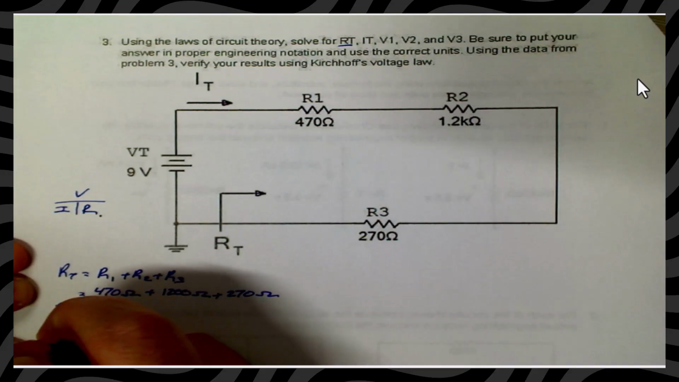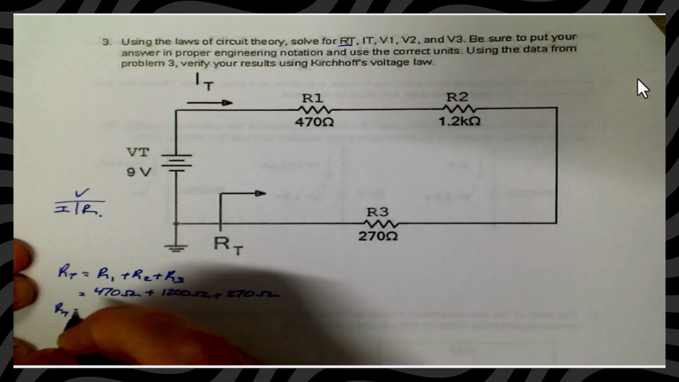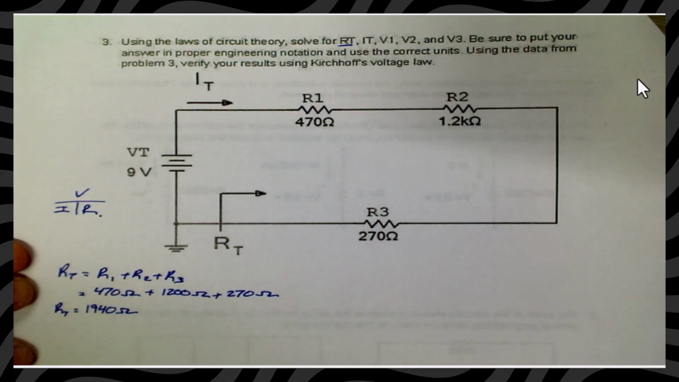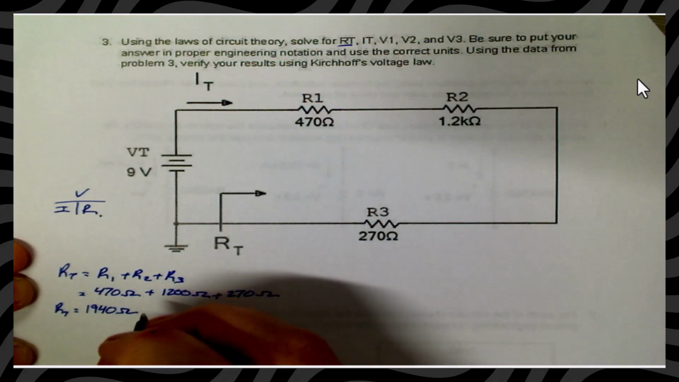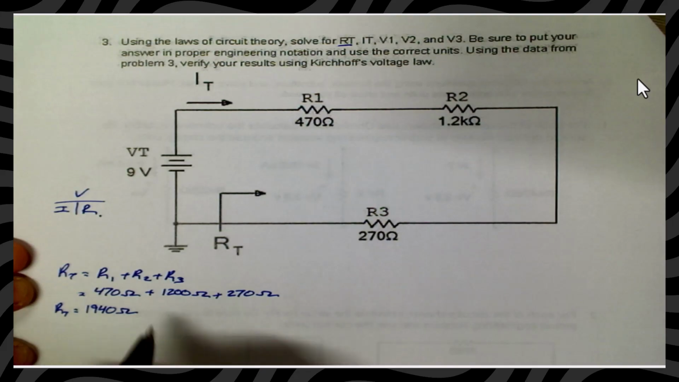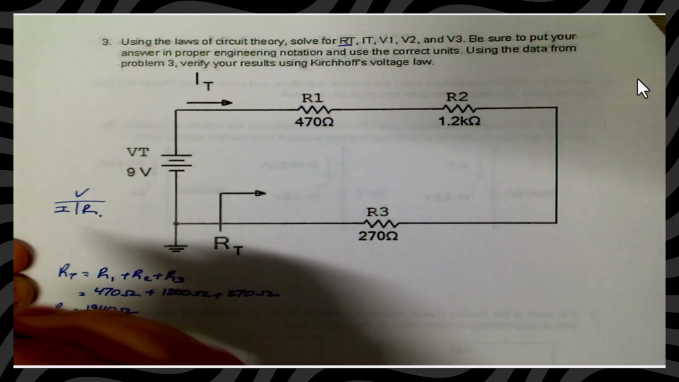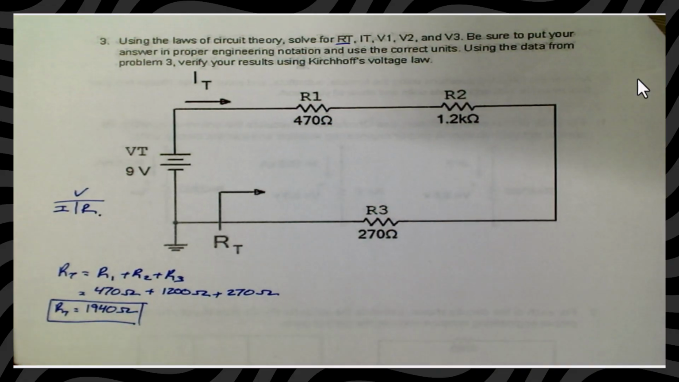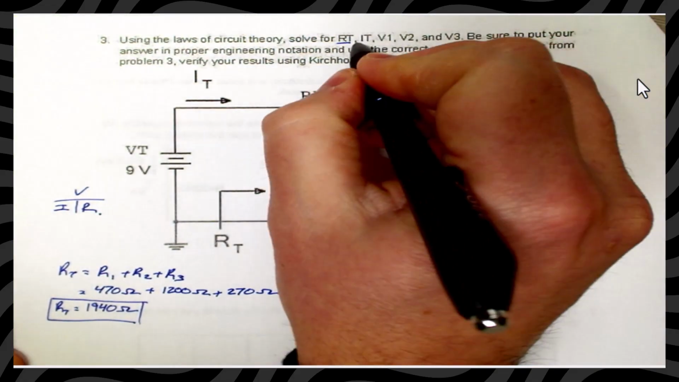From there, we just add them up, and then RT, our total resistance, is going to equal 1,940 ohms. Now, you can convert that to kilo ohms if you really want to. We're just going to leave it as is for the time being. Okay. Now, next up is our total current.